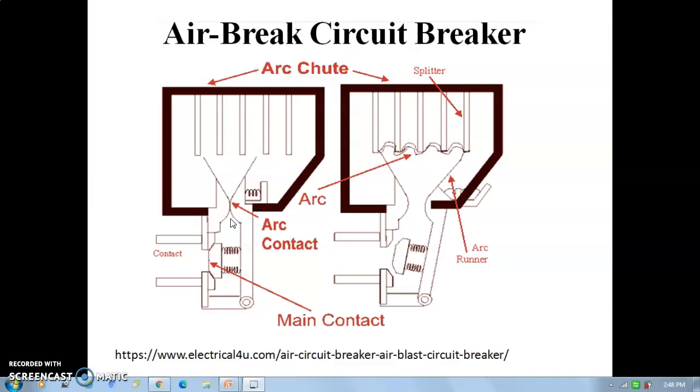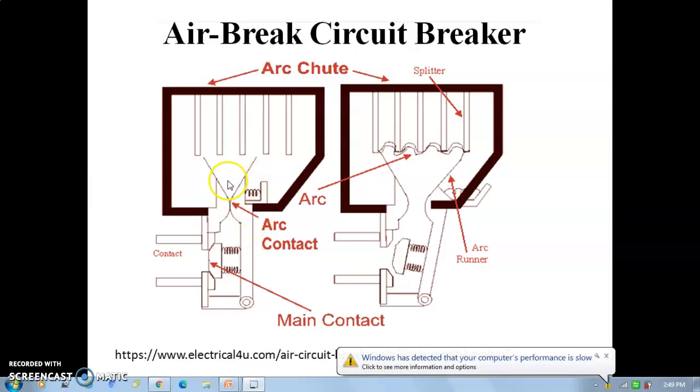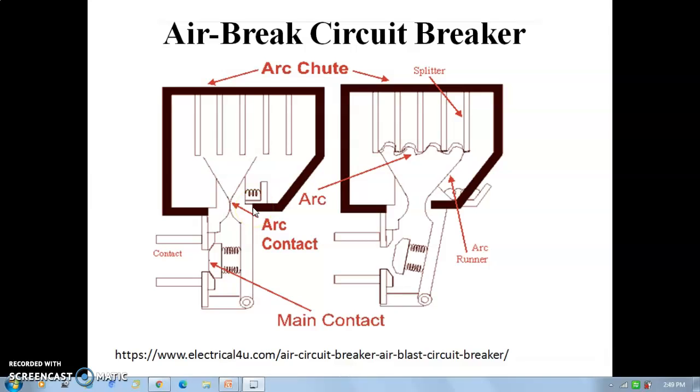Or we can split the arc between them, or we can cool the arc. By using these methods we can extinguish the arc between the two contacts. The arc length is rapidly increased here, so it employs the arc runners also. See here, this is the arc runners, which is shown here.